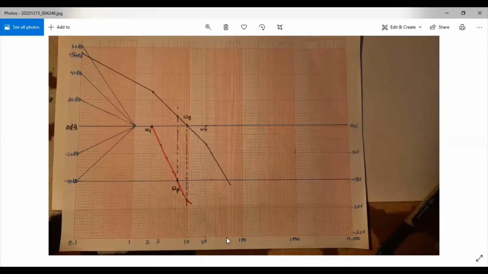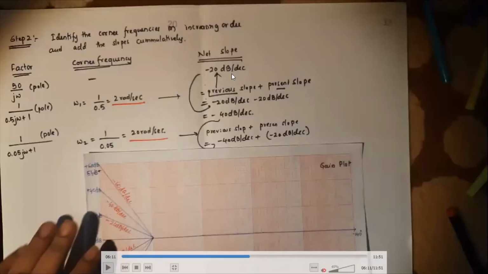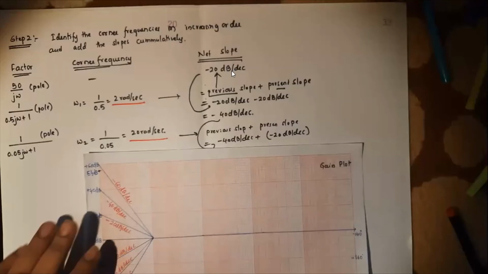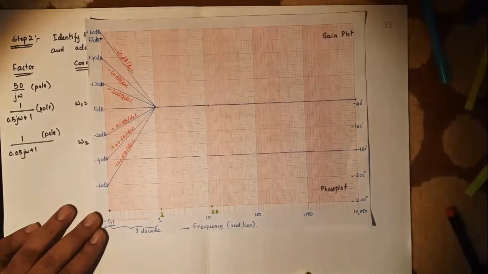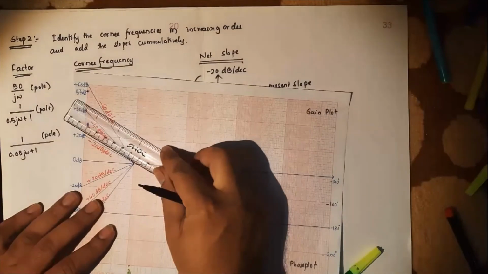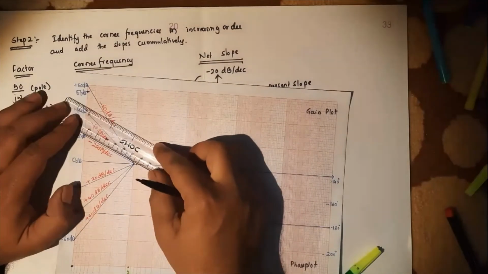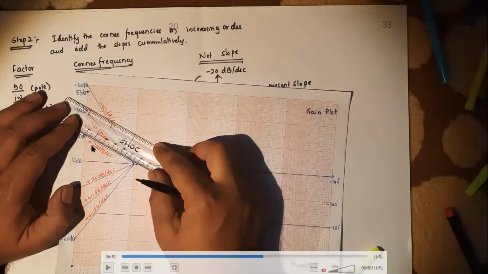So after this, what is the next step? The next step is in the table. Look at the table. Our first factor is having a slope of minus 20 dB per decade. Therefore, what you need to do is take the scale and take the reference of minus 20 dB per decade line, and draw a parallel line to the minus 20 dB per decade from 54 dB.